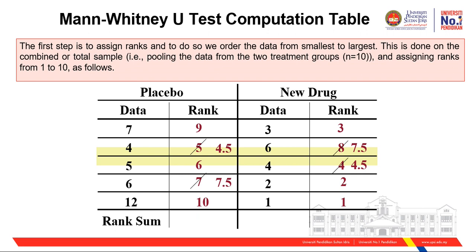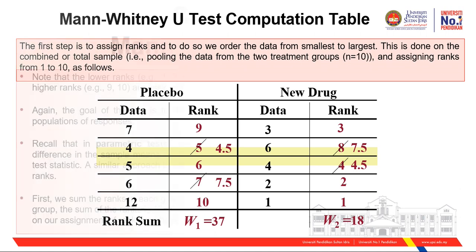Next, you need to sum the rank, which is W1 and W2. Okay, you sum the rank. 9 plus 4.5 plus 6 plus 7.5 plus 10, you got 37. And then for the new drug, you sum the rank. 3 plus 7.5 plus 4.5 plus 2 plus 1, you got 18. So that's the first step and the second step in calculating the rank and also the sum of rank.